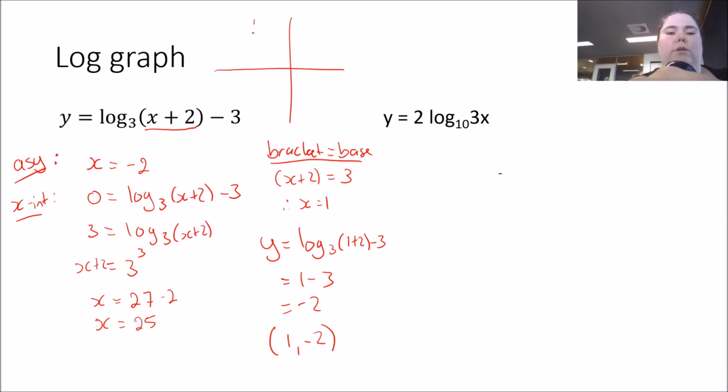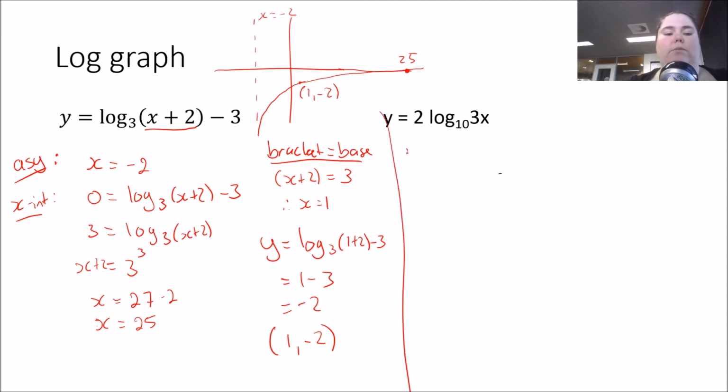Okay, so asymptote is negative 2. X-intercept is at 25, so that's a big old one. And my other point is x is 1, y is negative 2. So while it is hard to draw, that's something like what it'd look like. And don't forget to label those points.